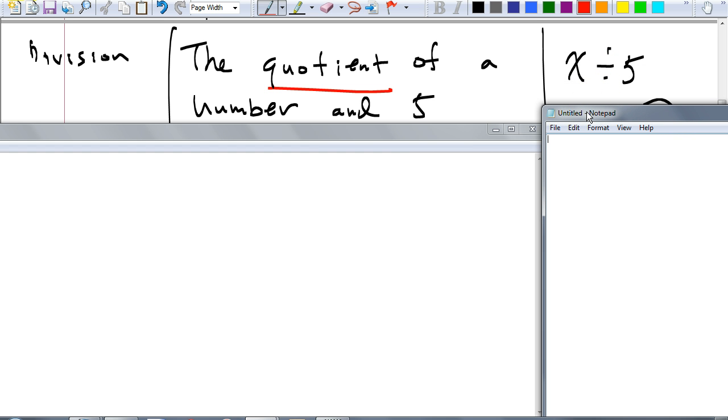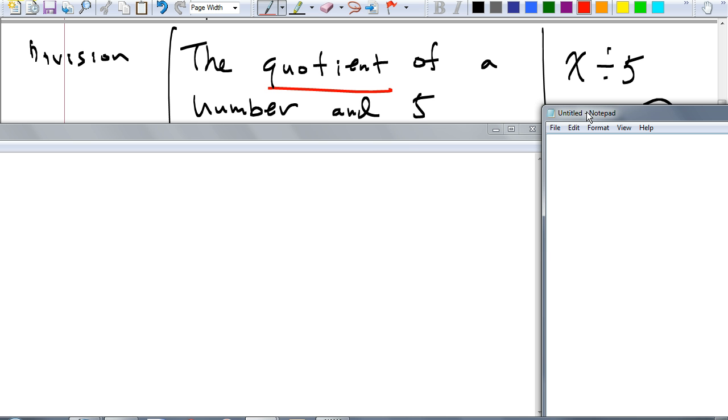So do you think you get the right answer if you switch the order on this one? If I wrote 5 divided by x? No, those are two different things, right? Very different. So please be careful, especially with subtraction and division, right? If you mess up the order, you're not going to get the right answer.